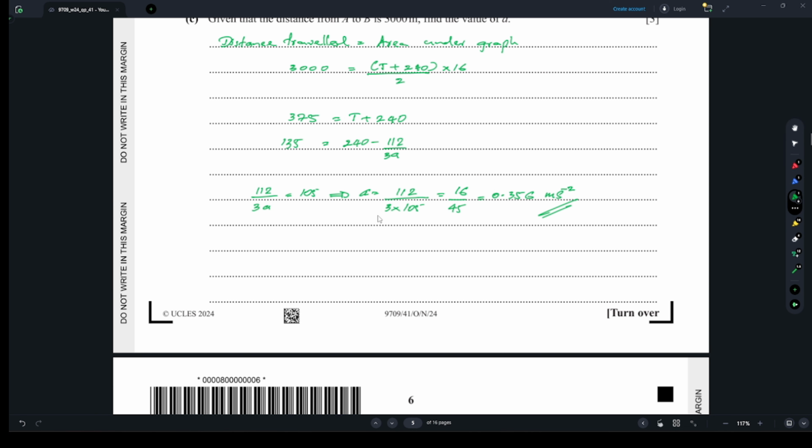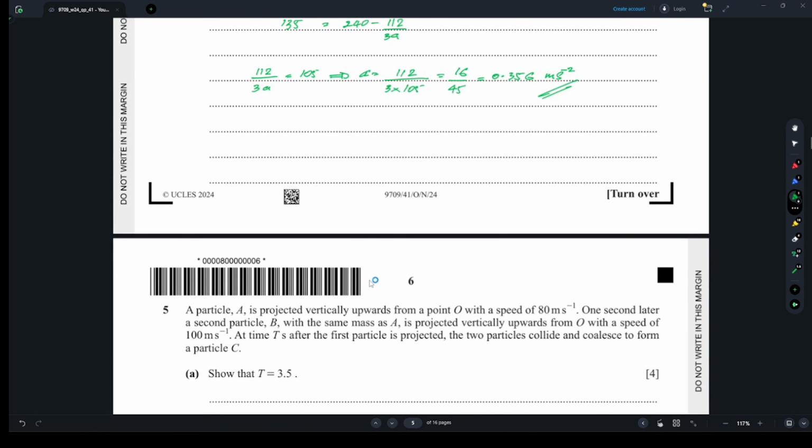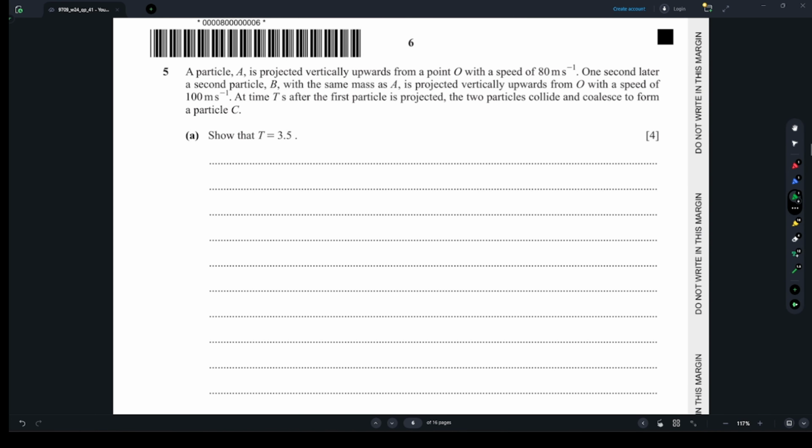Here I did the simplification quickly. It is important for you to practice simplification more, which will increase your simplification speed. Okay, so now question 5.